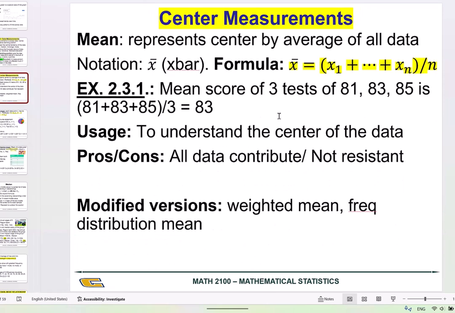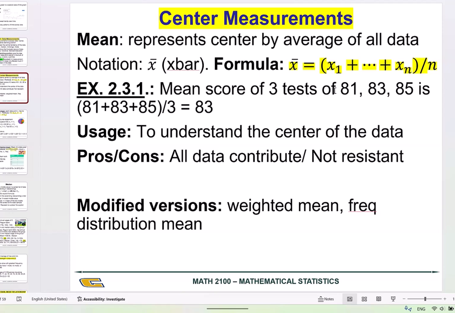So first, we look at center measurements, and the mean is the most important, pretty much the first thing, right? What we do is we just add up all the values and divide by the total. So fair enough, right? And the notation here is x bar. This is the notation we use to represent the mean. I just add up everything and divide by the total.